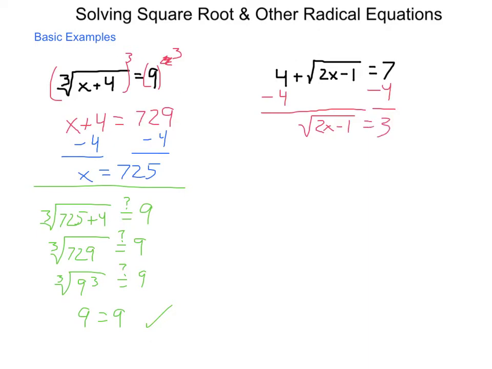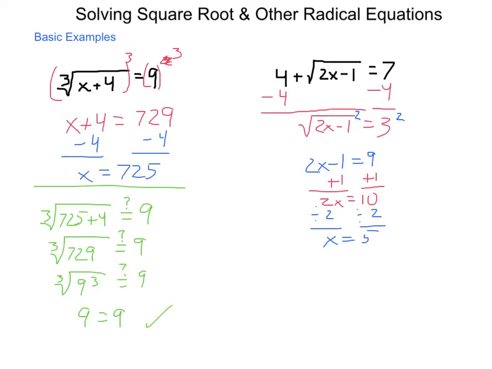Next, because my radical here does not show an index, it's automatically assumed to be a square root, I am then going to square each side of my equation. This gives me 2x minus 1 equals 9. Now I will solve inside of the radicand. Add 1 to each side. I get 2x equals 10. Divide by 2. And I come out with x equal to 5.